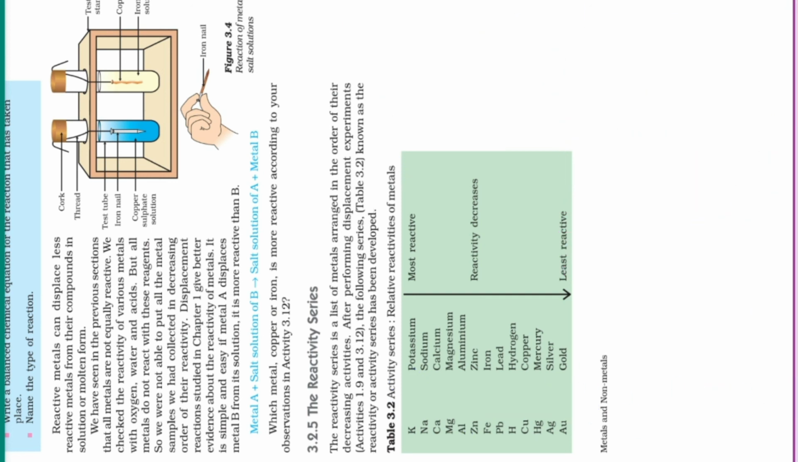Then after calcium, what is it? Magnesium, then aluminium, then zinc, then iron, then lead, then hydrogen. After that, copper, then mercury. Is it clear? Just remember this reactivity order, and if you remember this reactivity order, then only you can do the other reactions.